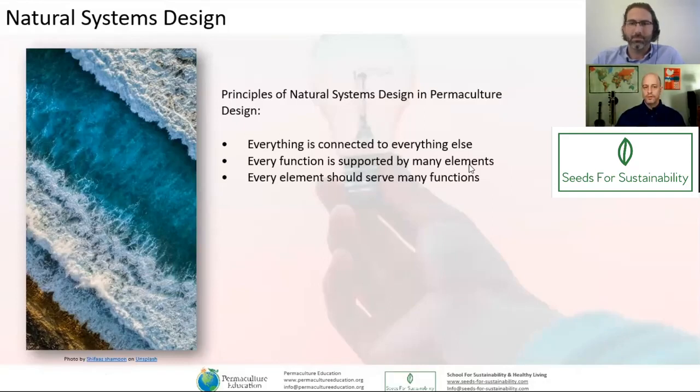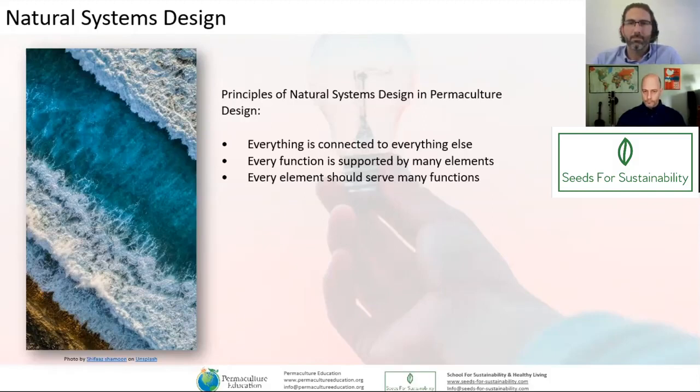Okay, you can see we're moving into one of the key strengths of permaculture design: looking at the natural systems and designing with the natural energies found in the environment, in the ecosystem that we're talking about, or, in the case of physical products, the supply chain and the local materials you have available. Just like systems thinking, everything is connected to everything else. Special permaculture principles here are: every function is supported by many elements, and every element should serve many functions.